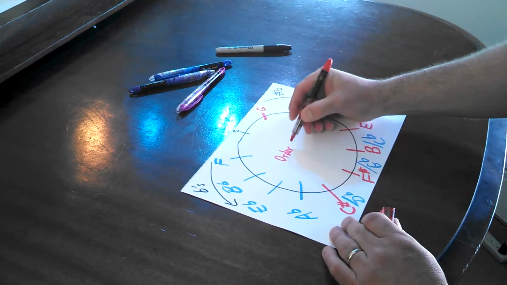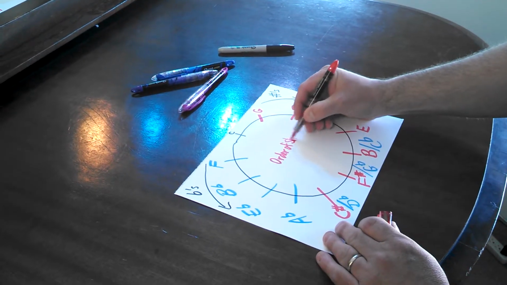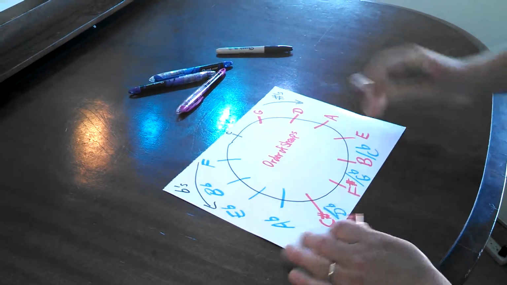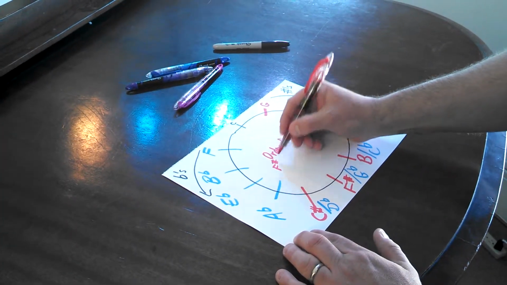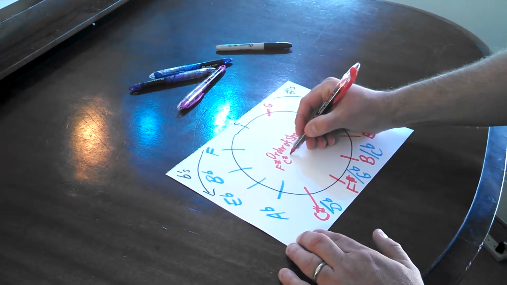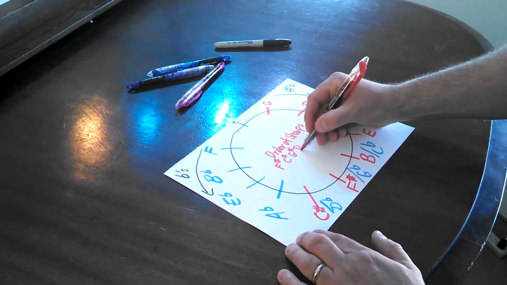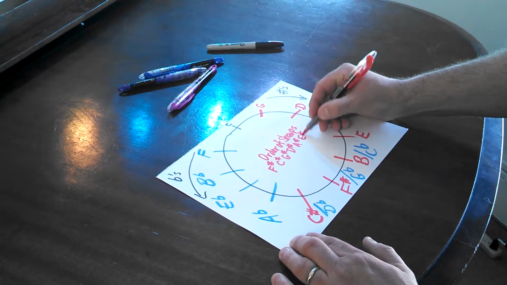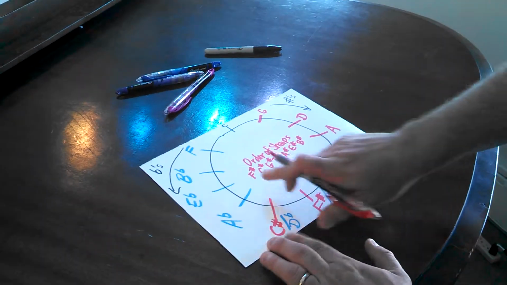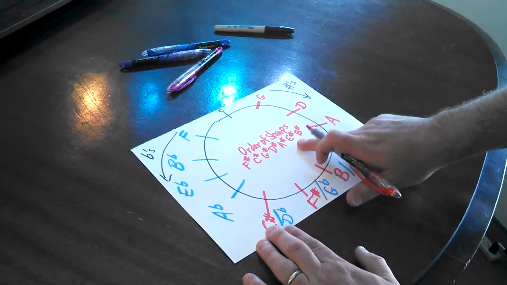Order of sharps. The order of sharps is fat cats go dancing at Eddie's bar. Fat cats go dancing at Eddie's bar.